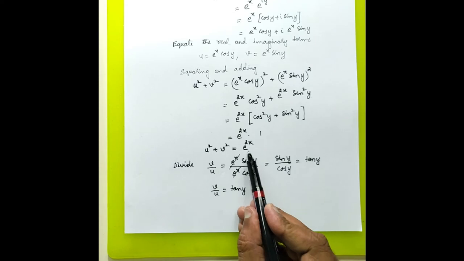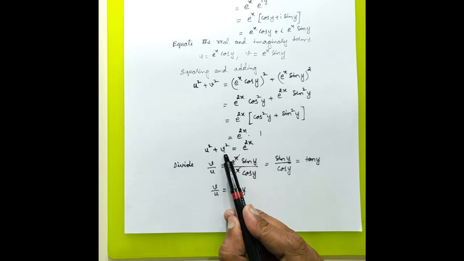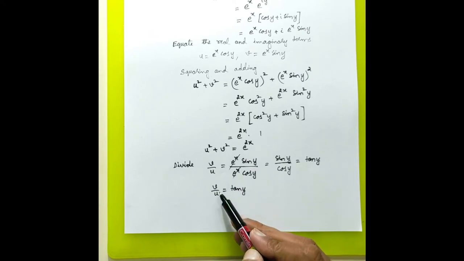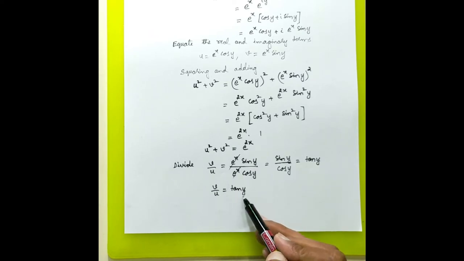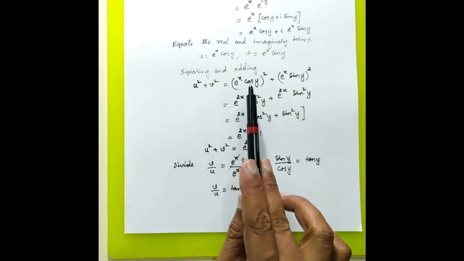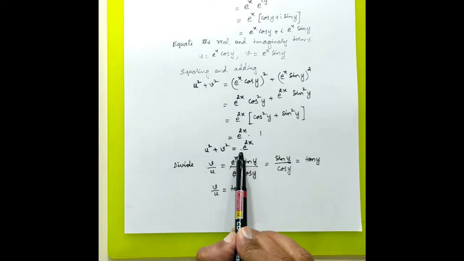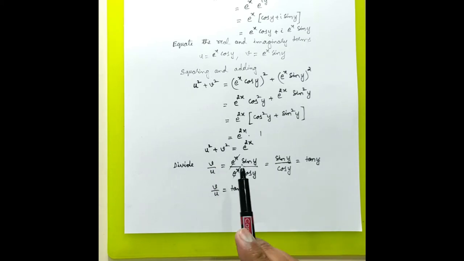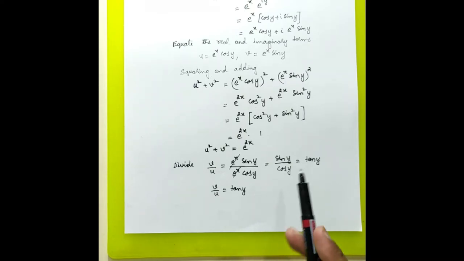So I have got one expression in terms of x over here, u square plus v square is equal to e power of 2x. I have got another expression, v by u equal to tan of y. That is the reason why in the first case I have squared and added, so that I get in terms of x. In the second case, I have divided v by u so that I can get it in terms of y.